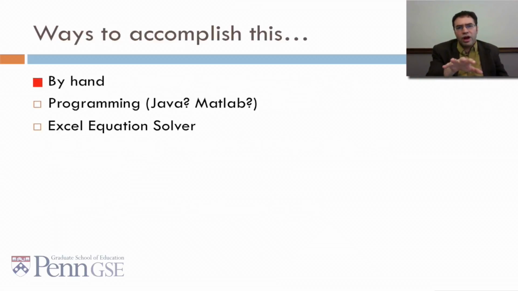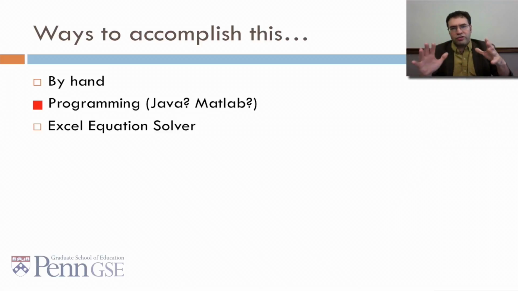There are a bunch of ways to accomplish this. There are a bunch of ways to test whether there's some better feature than what you've got. You could do it by hand. You could try 20, then 30, then 40, then 50, and try a bunch of stuff. You could do this programmatically. You could use Java or MATLAB or some other tool to try systematically all the options. 10 seconds, 11 seconds, 12 seconds, 13 seconds. My group has done this for some problems. Or you could use the Excel equation solver, which is a kind of neat tool that can do this.